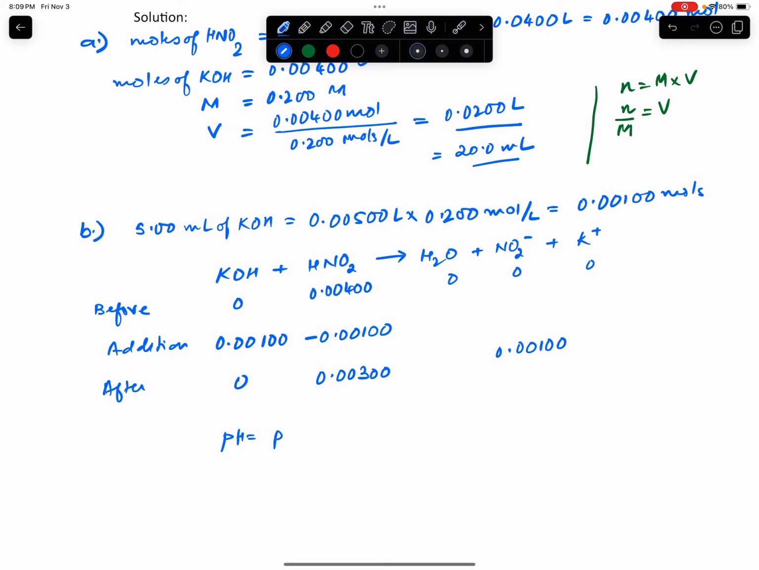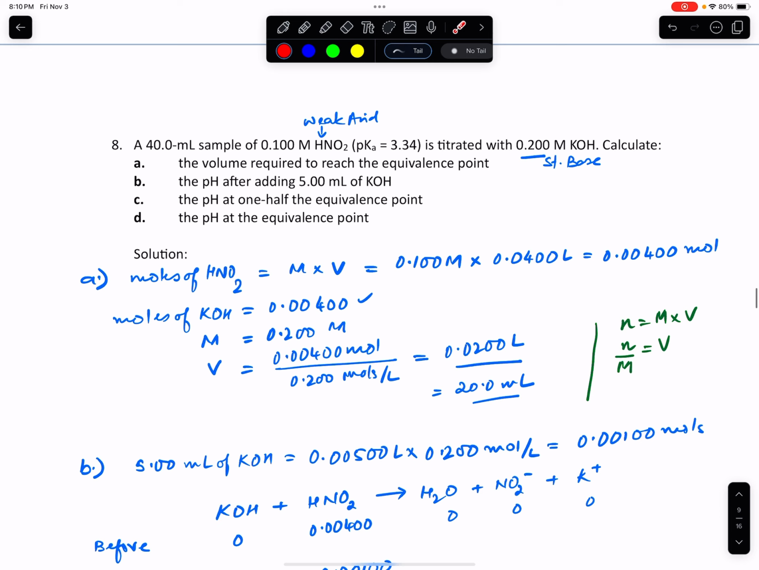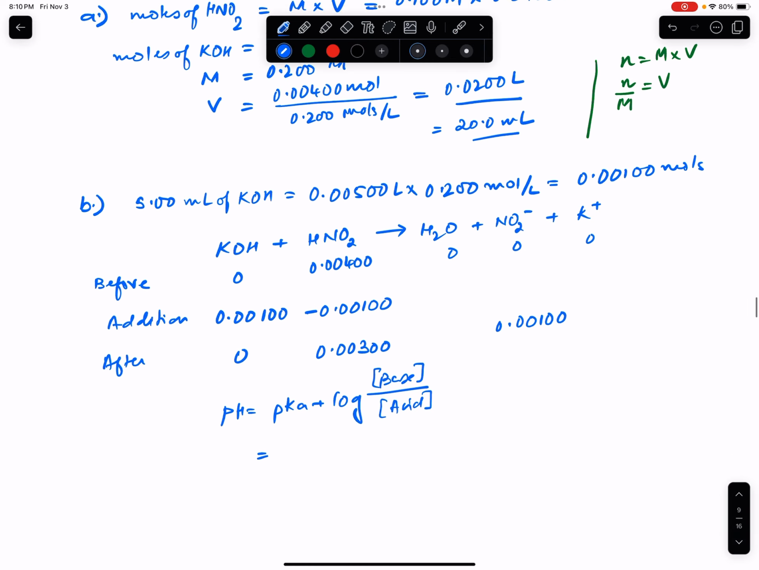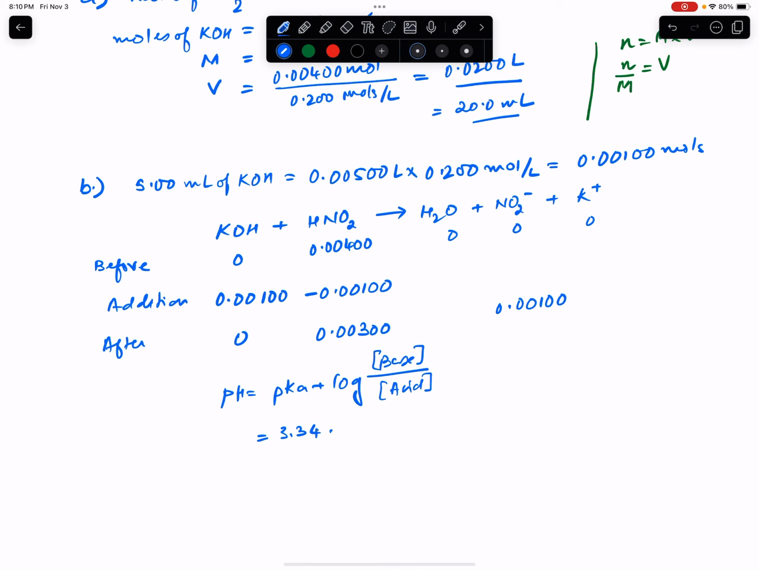So we write pH is equal to pKa plus log of, this is the Henderson-Hasselbalch equation, base over acid. pKa is given to us, 3.34, right? So 3.34 plus log of the base would be 0.00100 over acid, which is going to be 0.00300.